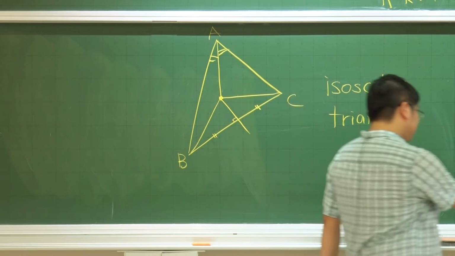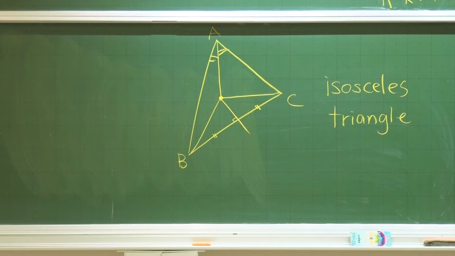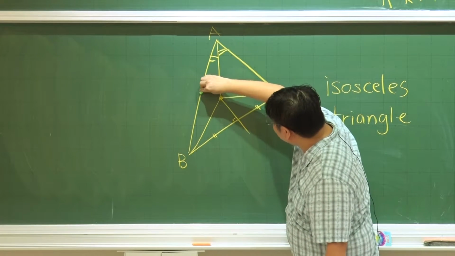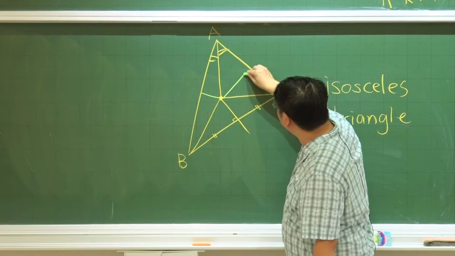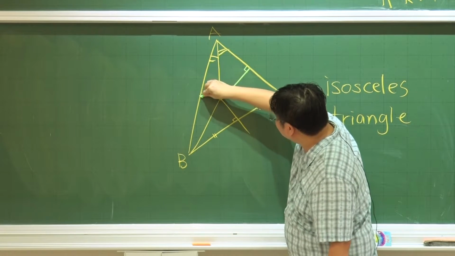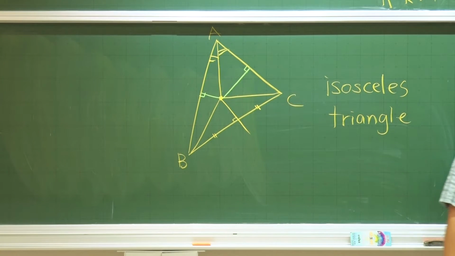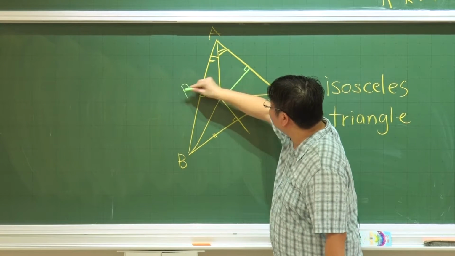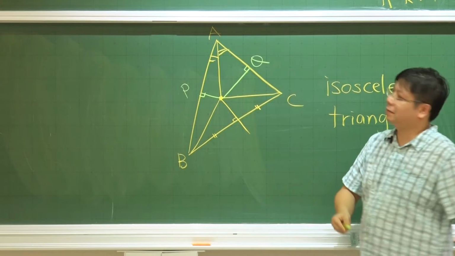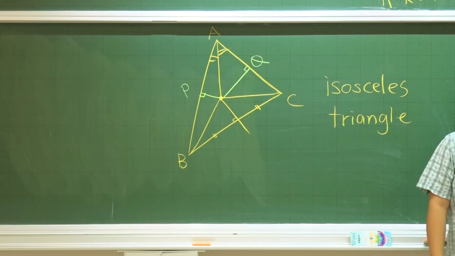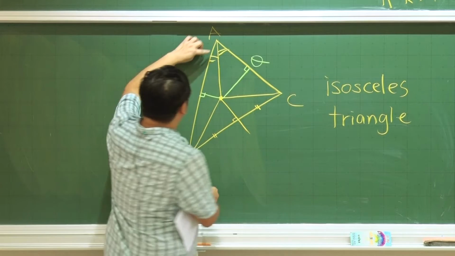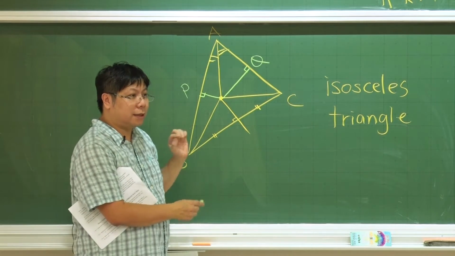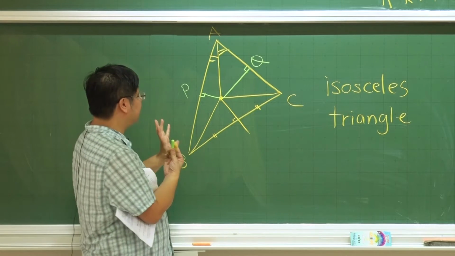Now, the next thing is I'm going to draw two perpendicular lines in this triangle. Let's call this point P, and this point Q. Is that okay? Now look at this triangle. I'm claiming that this triangle and this triangle are congruent. They're the same.